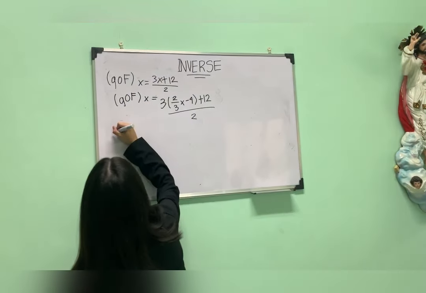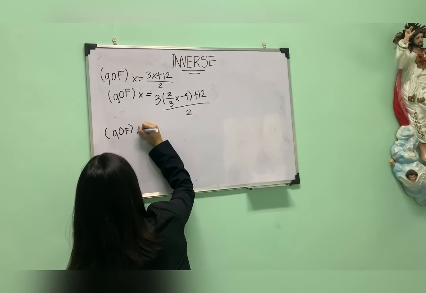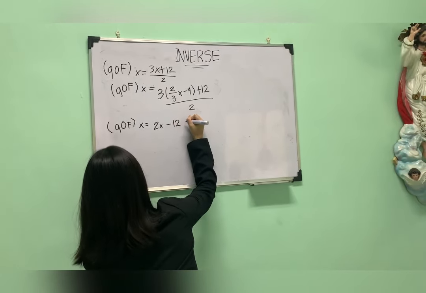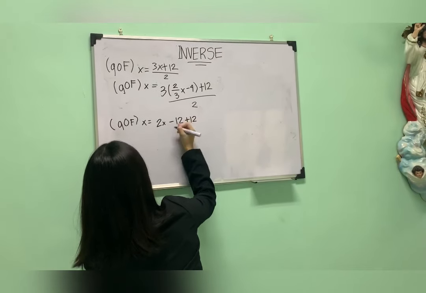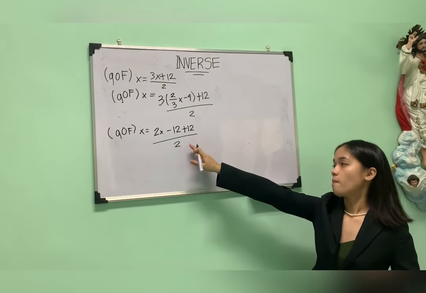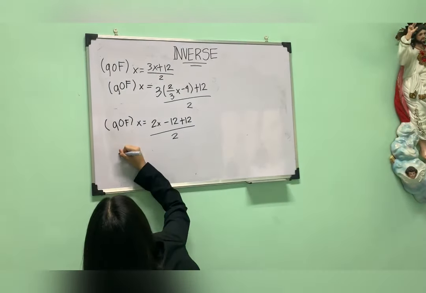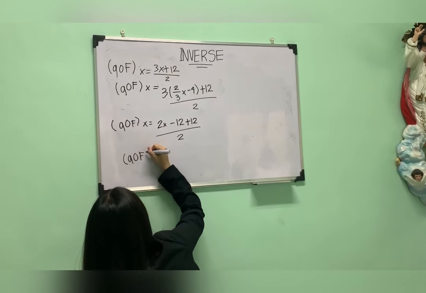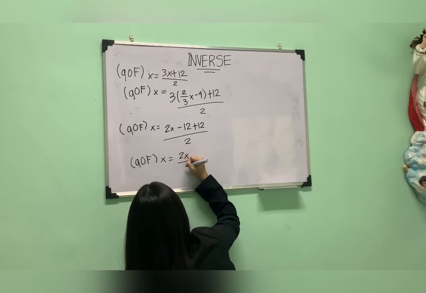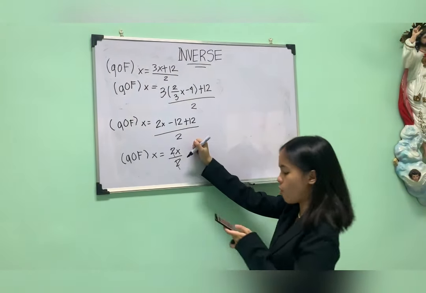So that will become g circle of f is equals to 2x minus 12 plus 12 over 2. Negative 12 plus positive 12 is equals to 0. So that would become g circle of f is equals to 2x over 2. 2 divided by 2, that will become 1 or x.